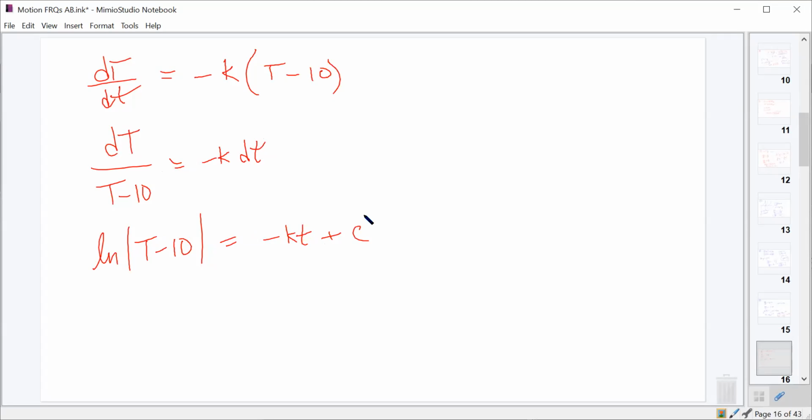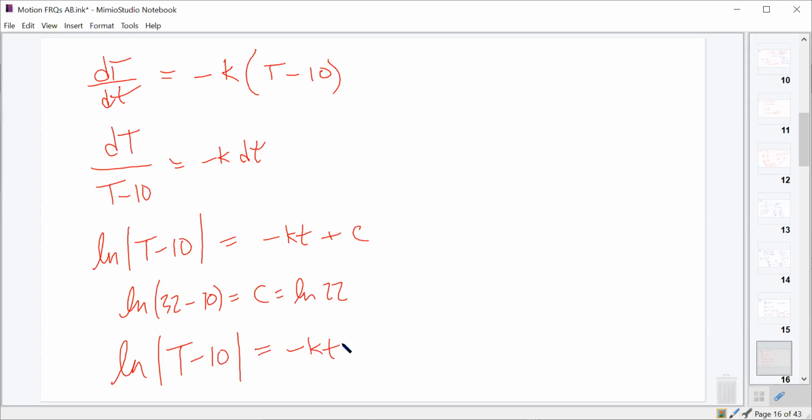And then we know that at time t equals 0, the corpse is at 32 degrees. So that tells us that our constant is natural log of 32 minus 10, so natural log of 22. So now we've got natural log absolute value T minus 10 is negative kt plus ln 22. When we exponentiate, we get T minus 10 equals 22 e to the negative kt.